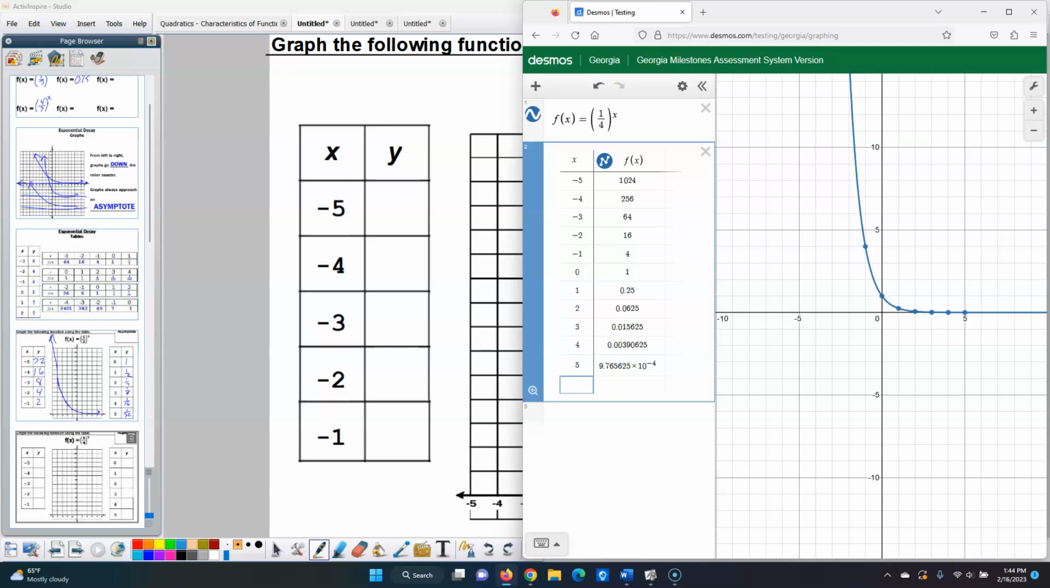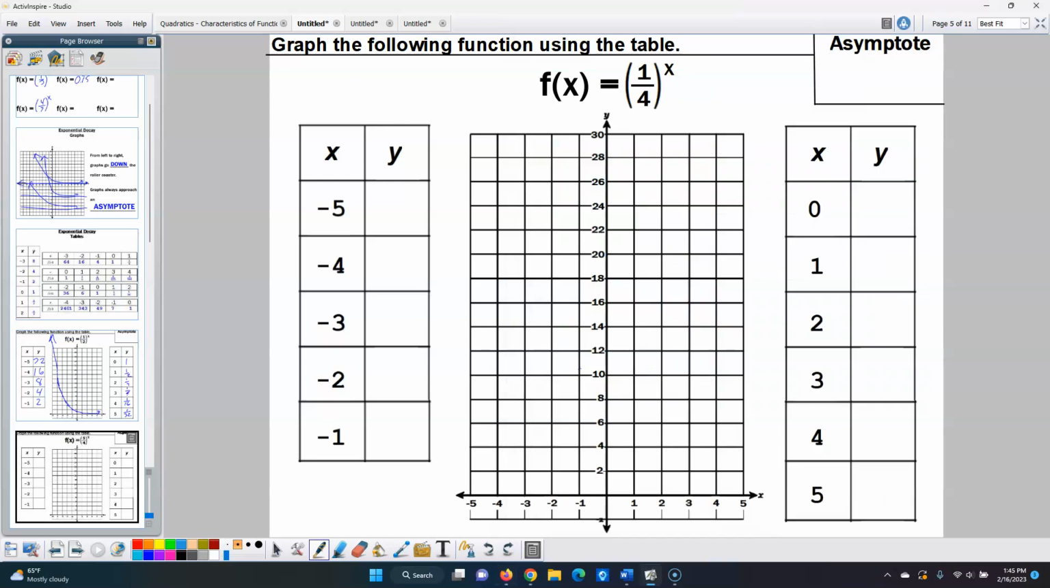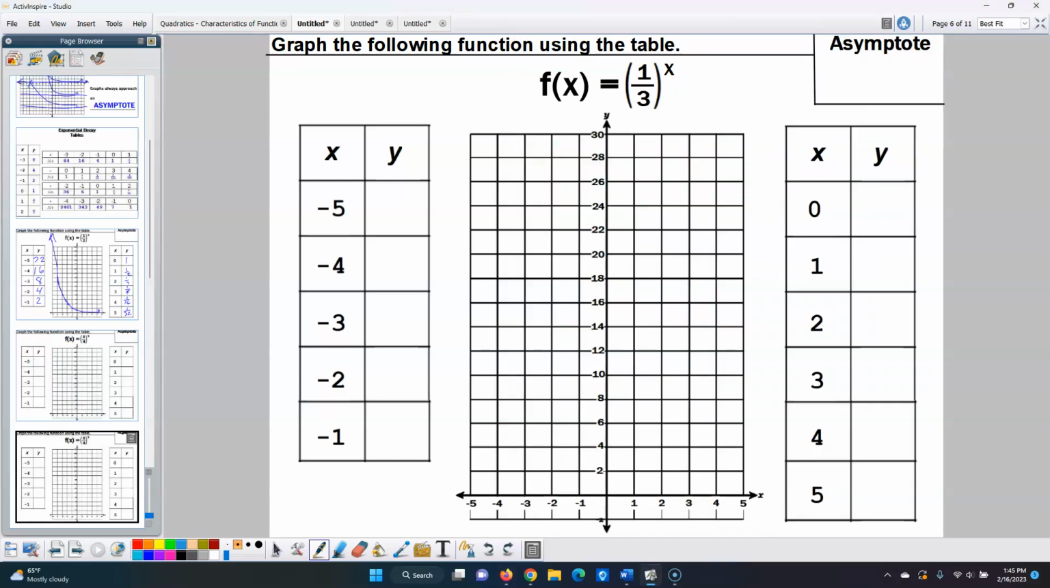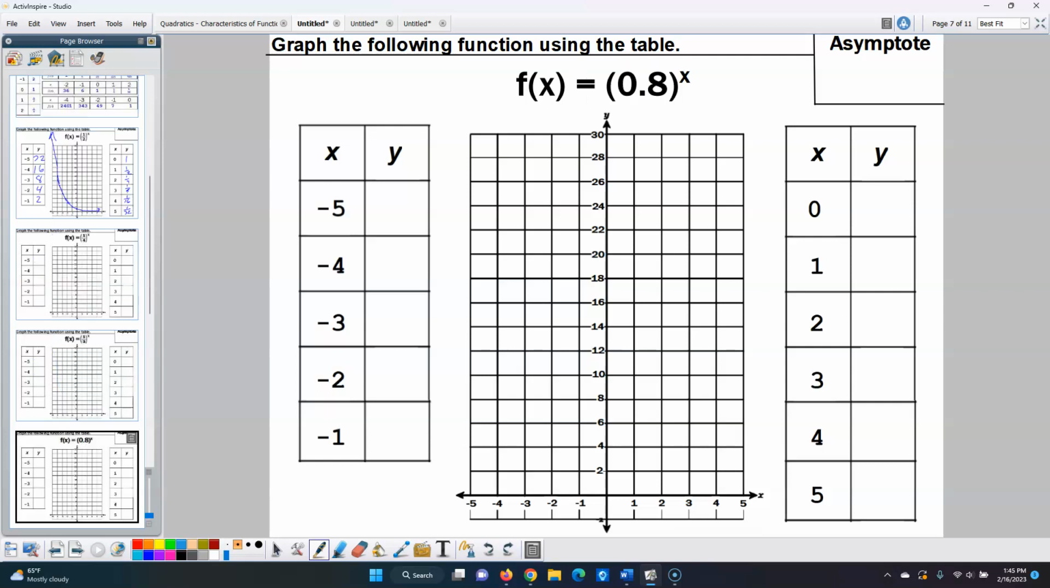Well, once again, this kind of basic exponential is going to go through 0, 1. Going to get larger going to the left, smaller going to the right. So you could sketch that for me. 1/3, same kind of ordeal. 0.8, you can punch that in, see the same thing. And this is the stuff I wanted to get to.